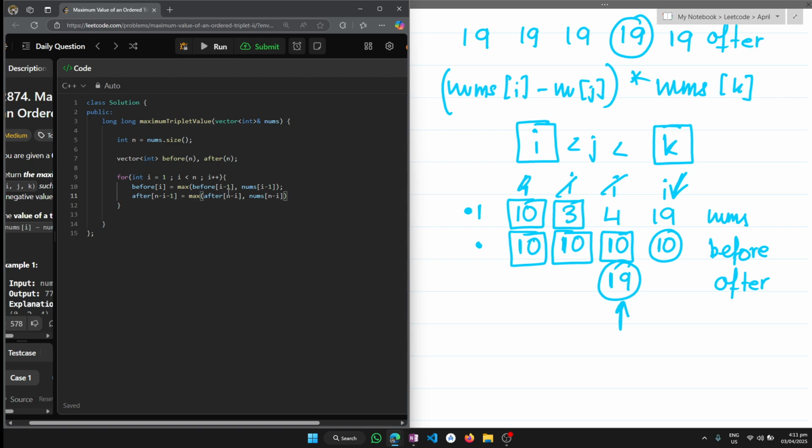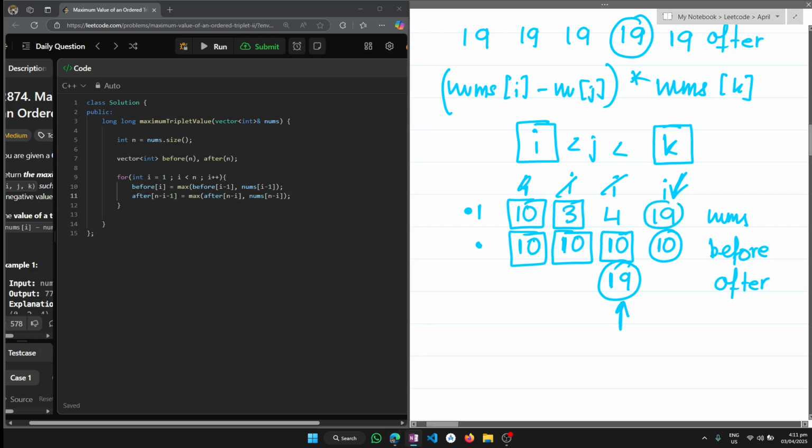You get my point? So in order to fill up this position, which two numbers do I want to compare? This and this. Since there is nothing over here, I'm just going to write it over here. And similarly, 19, 19, 19. So that way I basically know that if I fix my j over here, before 3, 10 is the greatest number, and after 3, 19 is the greatest number.